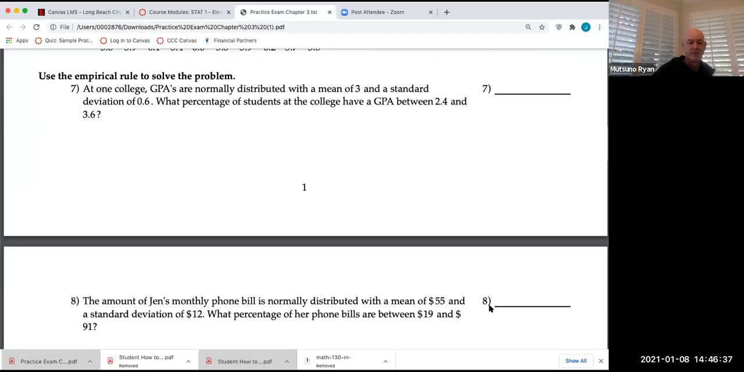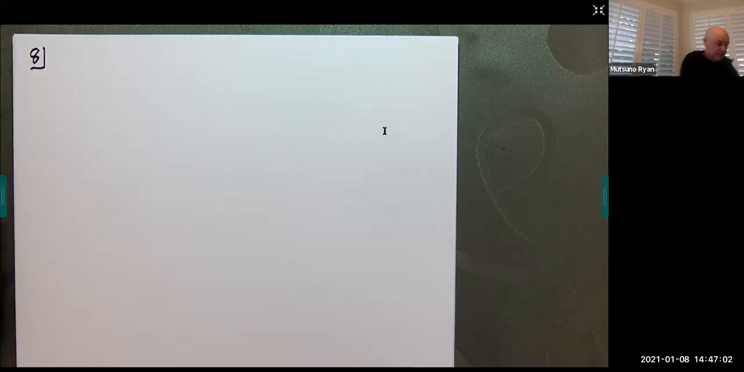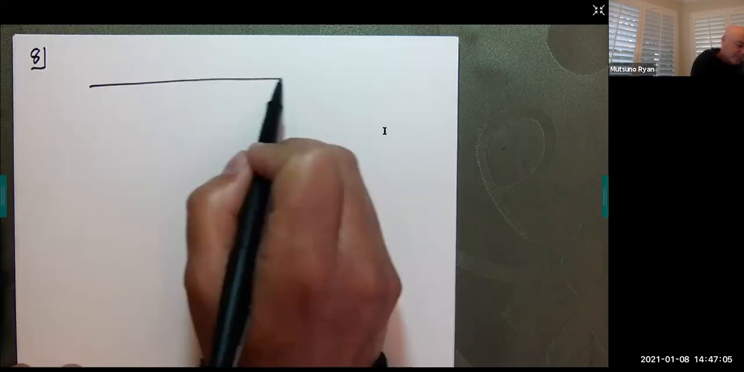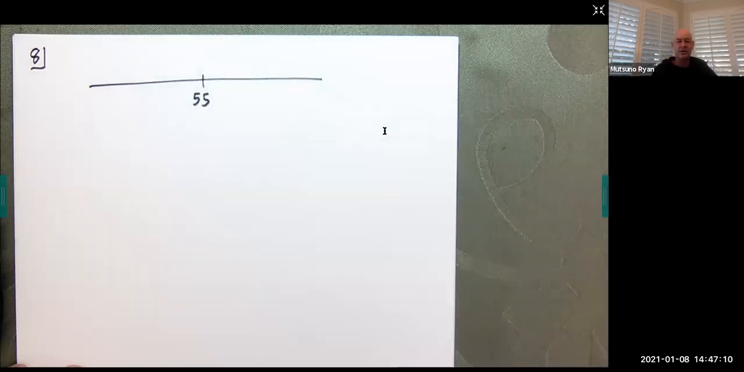All right, so number 8. The amount of Jen's monthly phone bill is normally distributed with a mean of 55 and a standard deviation of 12. What percentage of her phone bills are between 19 and 91? So let's go back and see what to do about this. This is number 8. And I'm going to do the same idea that I did before. Draw it out a little bit bigger this time. And the mean is 55 and the standard deviation is 12.